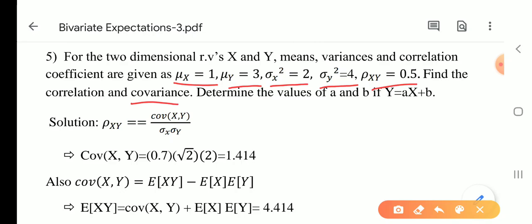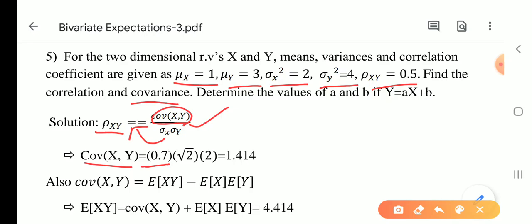Covariance can be found by using the formula of rho xy. Rho xy is equal to covariance of xy by sigma x sigma y. Since we want covariance of xy, we will send this sigma x into sigma y to the left hand side, so that covariance of xy becomes rho xy into sigma x sigma y. Let us put the values now. Rho xy is given to be 0.5.